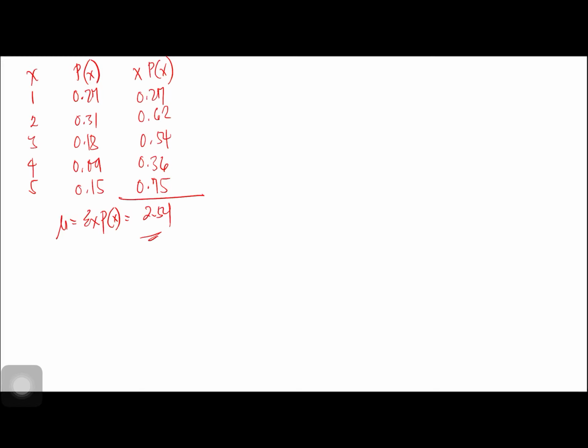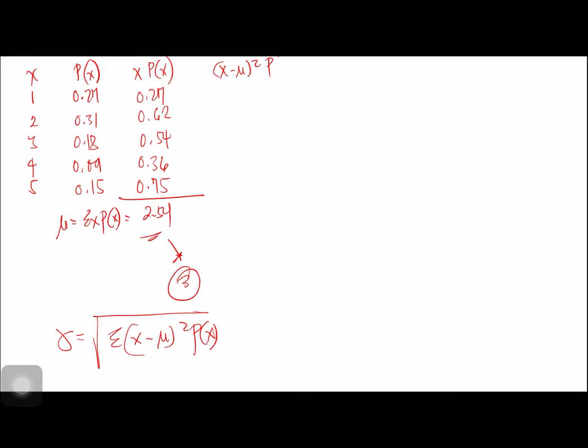Okay? So, to optimize the number of times we show the infomercial, we need how many times? 3 times. Okay? So, let us compute the standard deviation. Again, for our standard deviation, sigma is equal to the square root of the summation of x minus mu squared times the probability of x. So here, we get the x minus mu squared times the probability of x. So we compute for that.